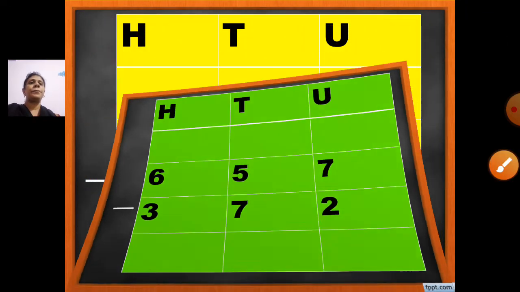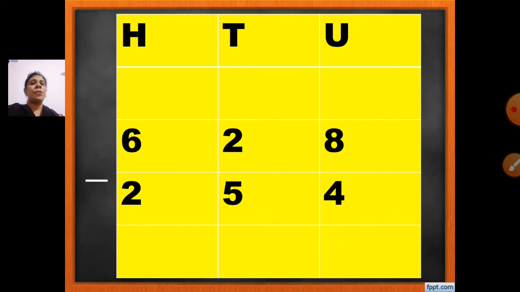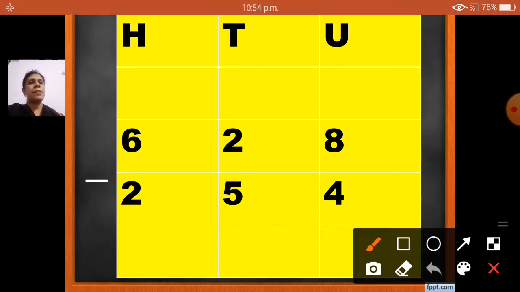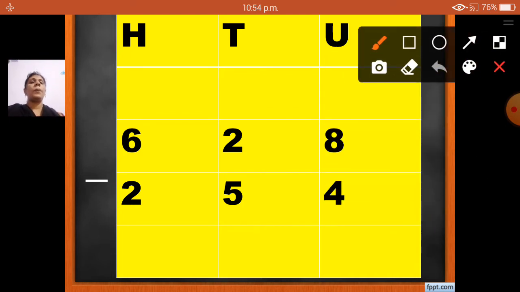Next. The numbers are arranged according to their place value, hundreds, tens and unit column. The numbers are 628 and 254. We are going to subtract unit with unit, tens with tens and hundreds with hundreds. Shall we start? Okay. 8 minus 4. Now children, here 8 is a bigger number, 4 is a smaller number. So bigger number can be easily subtracted from a smaller number. So 8 minus 4 is, after 4, 5, 6, 7, 8. 8 minus 4 will be 4.